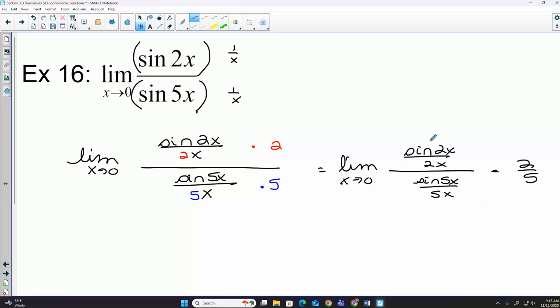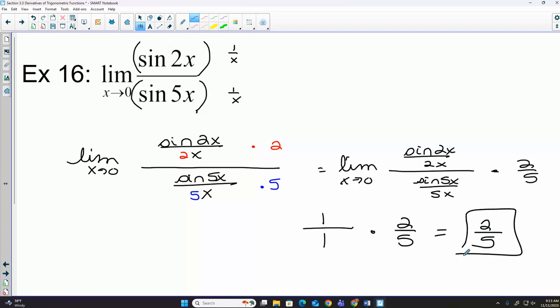Now with limits, we know we can do the top and the bottom. The limit of the top, what's the limit as x approaches 0 of sine 2x over 2x? 1. Limit of the bottom as x approaches 0, sine of 5x over 5x? 1. Times 2 over 5. And so we get 2x.